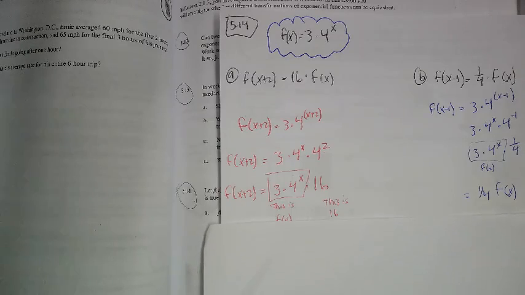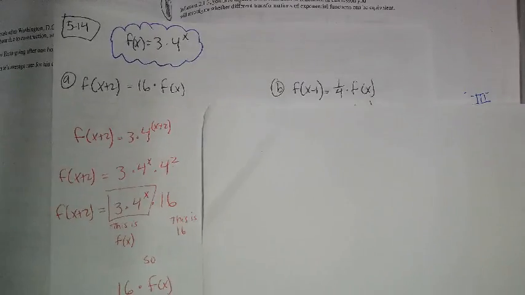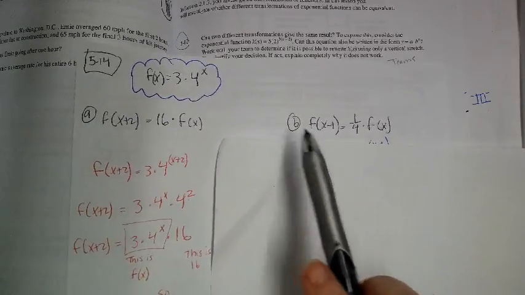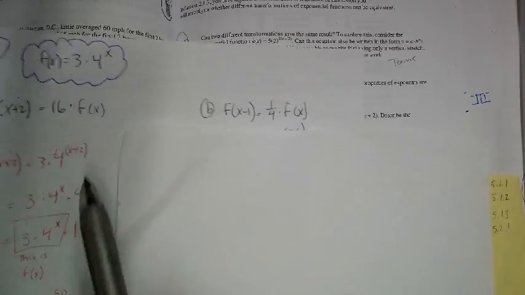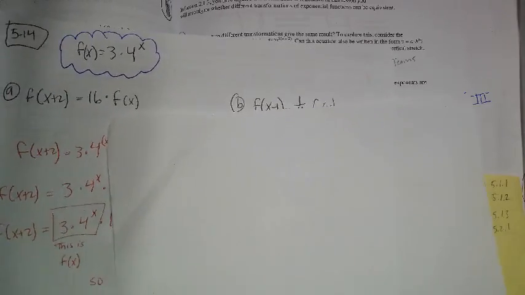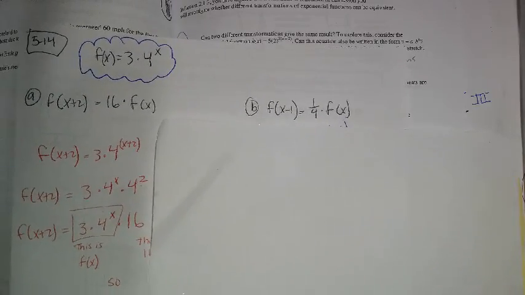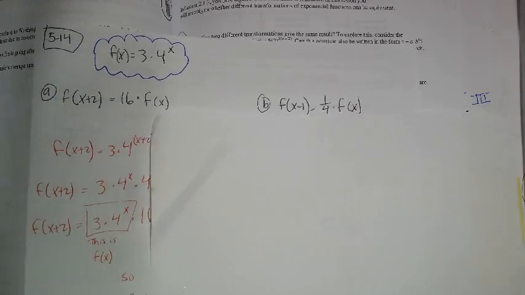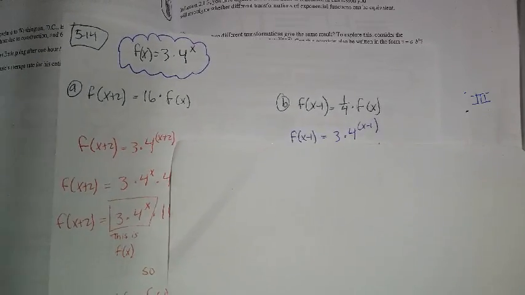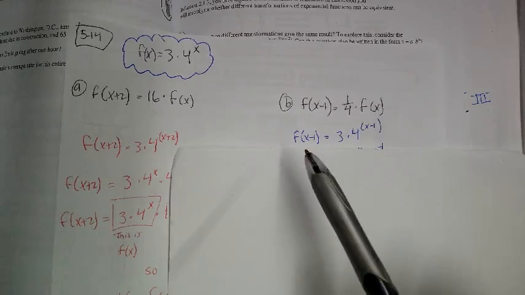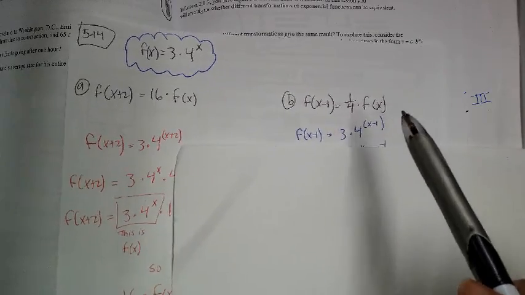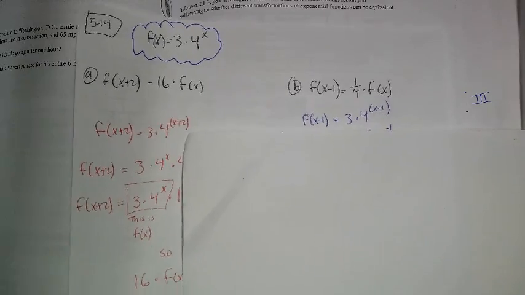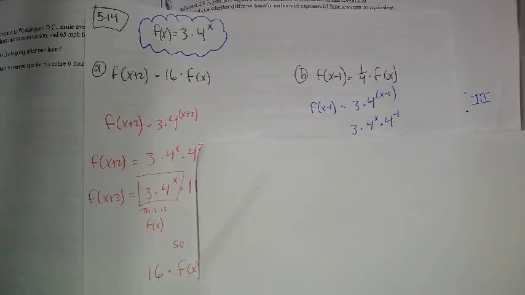Okay, so we're going to do the same thing with this one. They're saying show that f of x minus 1, and again we're using this f function. Here, I'll move it so you can't see this other mess. f of x minus 1 is 1/4 times f of x. So again, we're going to plug in x minus 1 everywhere we see an x. Then we're going to use the laws of exponents.